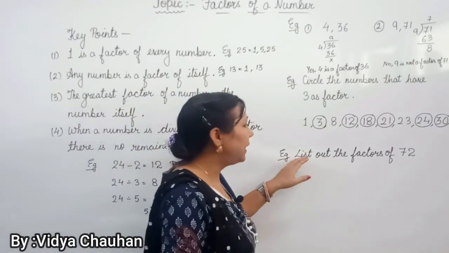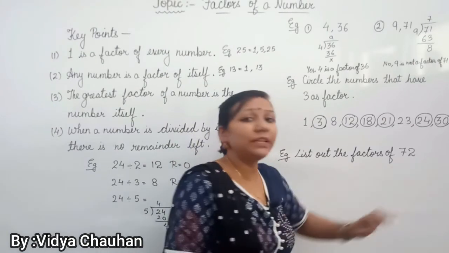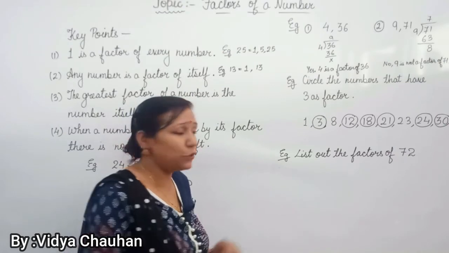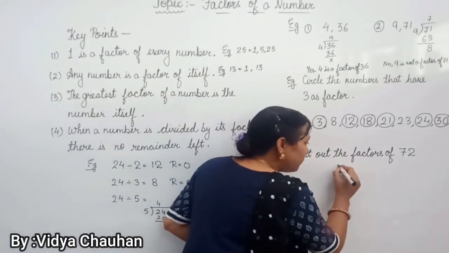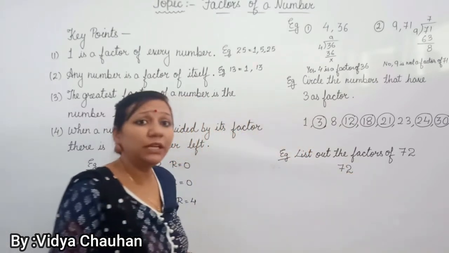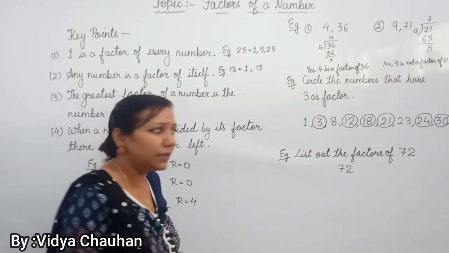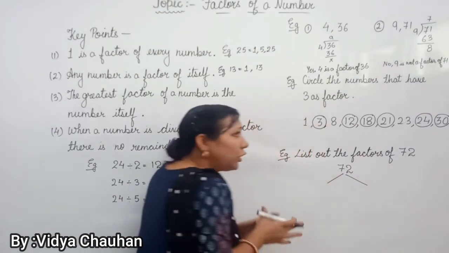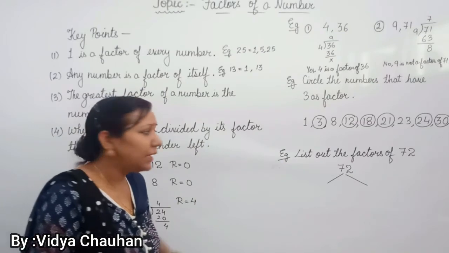Now it is being said that list out the factors of 72. That means you have to find out the factors of 72. So for that I will tell you a very easy method which is actually called as factor tree method, in which you can make some factors or you can say branches of a tree.